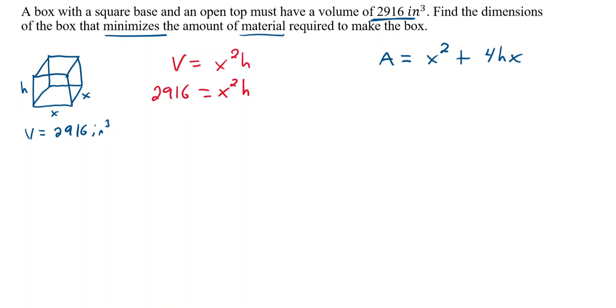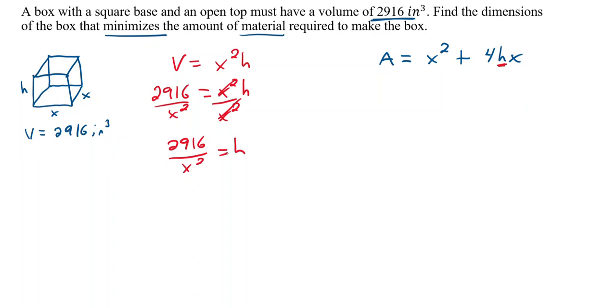And now at this point, I could either solve for h in terms of x, or x in terms of h. It's probably going to be easier if I turn h into something in terms of x, because then I've got all x's. That's easier than changing both of these x's into h's. So we'll just divide both sides by x squared, and we get the equation 2,916 over x squared is equal to h.